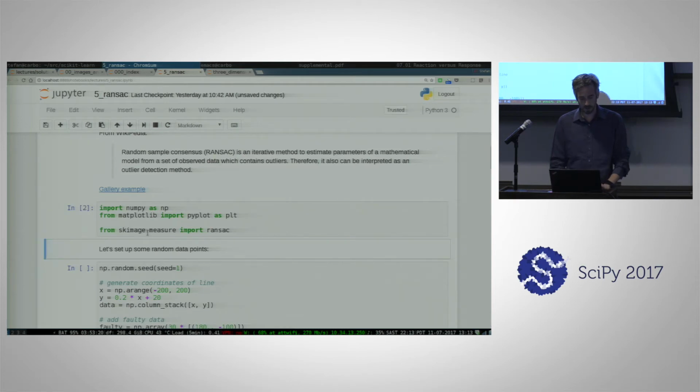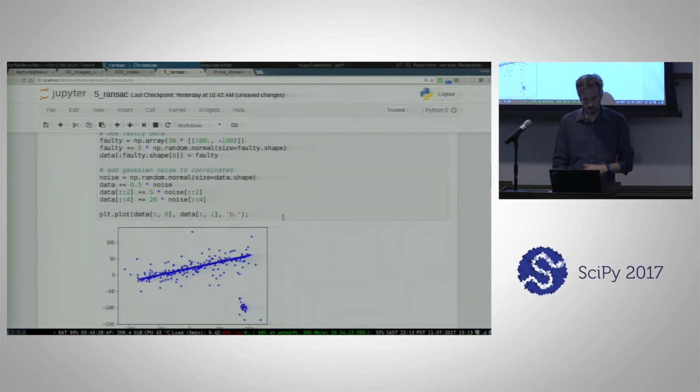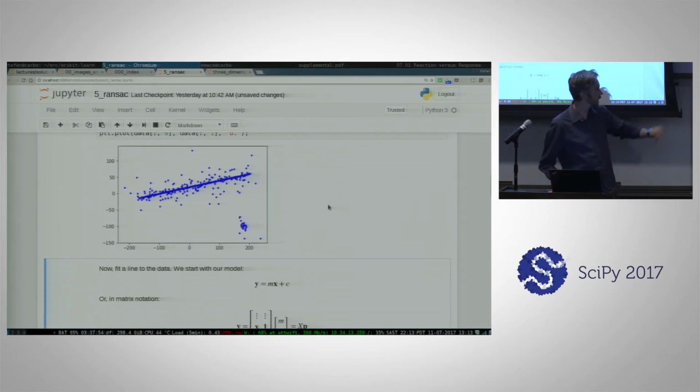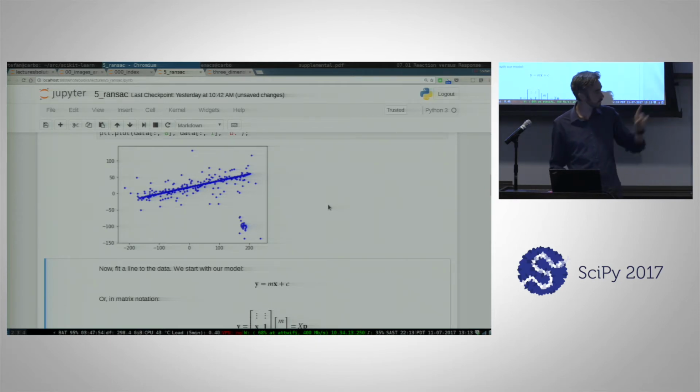RANSAC is located in the scikit-image measure submodule. And I'm just going to generate some test data. It's not important how we do that for now, but it's important to see how the test data looks. You'll see that I've got a straight line. I added some noise around the straight line, and then I added some outliers in one corner. Given this data set, what I'd eventually like to do is fit a straight line to my data. I'm going to show you why that's difficult when you start off with data like that.